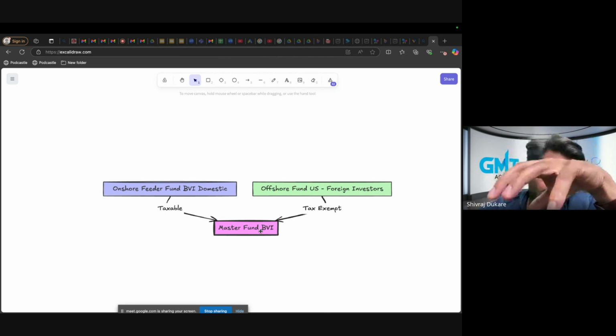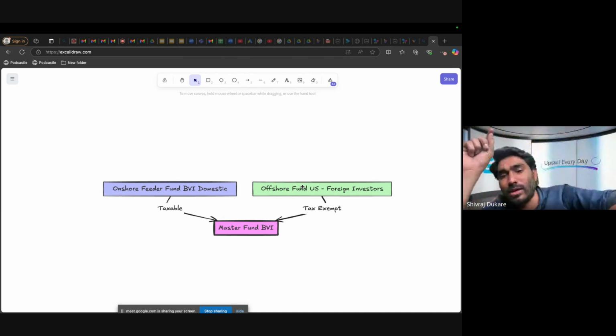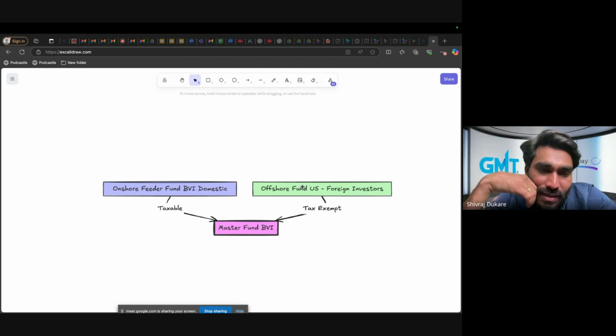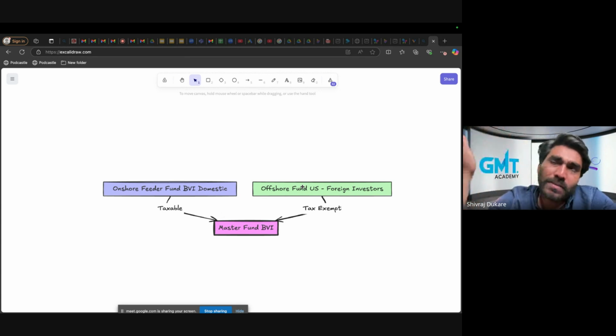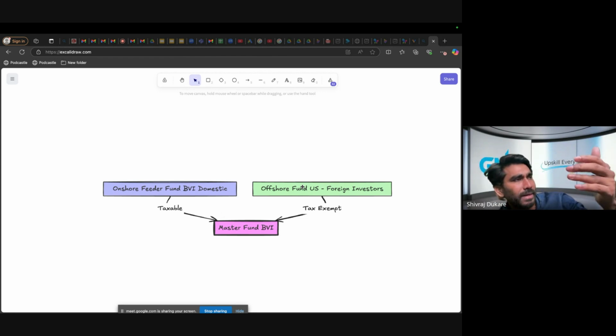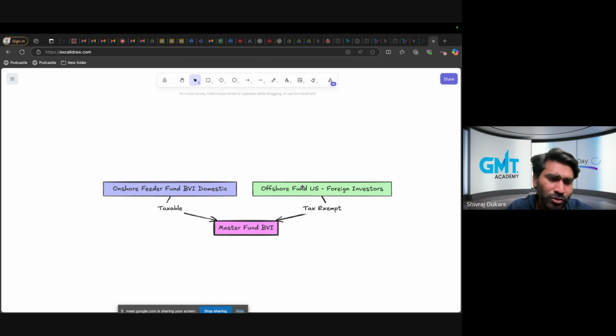So the master fund, which is registered in BVI, registered one offshore entity in the US for foreign investors, and one onshore feeder fund in BVI for domestic investors, because domestic investors pay taxes as well. When you invite foreign investors to invest in India, the Indian government has designed different tax structures for them. Every country offers some benefits, and has different tax treatments for foreign investors. If we have two different pools, we can easily manage accounting and reporting, and automate certain tasks. So to automate that, we should have different structures in place, and one of the structures is the master fund.